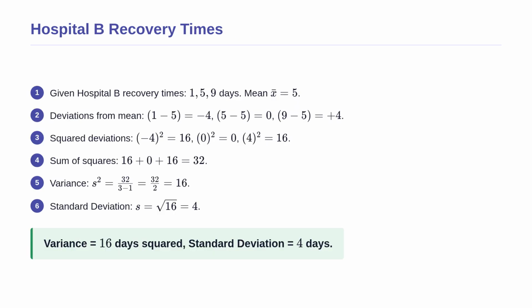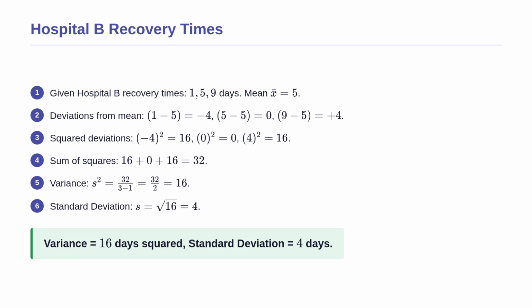Now that we have our formulas, let us calculate the spread for Hospital B, where recovery times were 1, 5, and 9 days. We know the mean is 5. First, we find how far each patient deviates from the mean, giving us -4, 0, and +4 days. Next, we square these deviations to make them positive, resulting in 16, 0, and 16. We sum these to get 32.